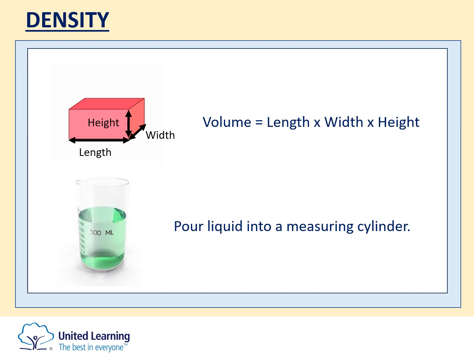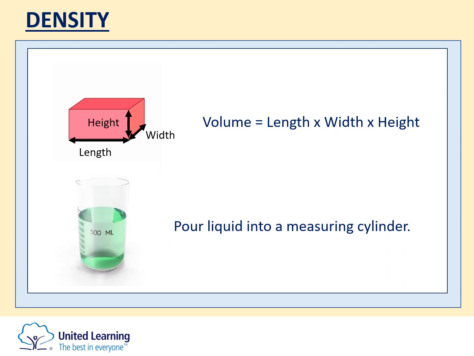For a liquid, to measure its volume, you need to pour it into a measuring cylinder or similar accurate piece of measuring equipment, and the volume that you get on the scale there, which will be in millilitres, would be equal to its volume in centimetres cubed. 1 millilitre is equal to 1 centimetre cubed. And once you've got that information for either of those shaped objects, you can calculate density by doing mass divided by volume.